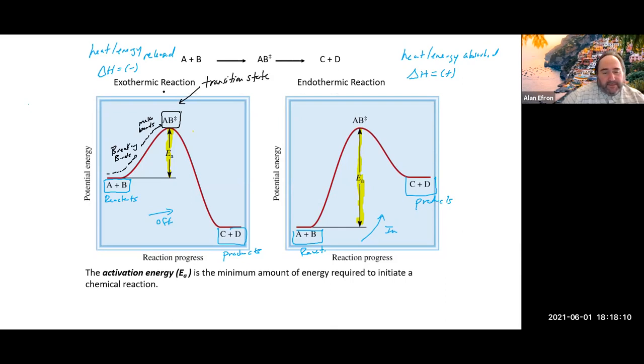This little guy, AB with the little symbol there, is sometimes referred to as a transition state complex, or an activated complex. And what is that guy? Well, that guy is something that is pretty much at the peak of energy.